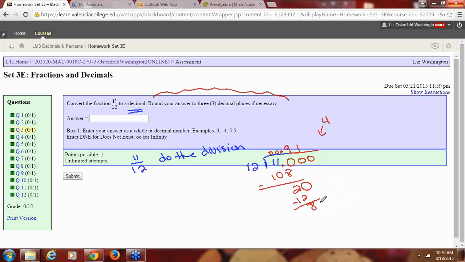Bring down another 0. I'd say 12 times 5 is 60, so 12 times 6 is 72. 72. I get another remainder of 8, so I'm going to do 6 again. So again, I went 1, 2, 3, 4 decimal places. It says round to the third decimal place. This 6 is going to make this 6 change to a 7. So I would actually write 0.917. Any questions about that?